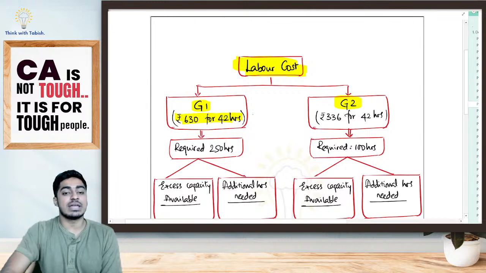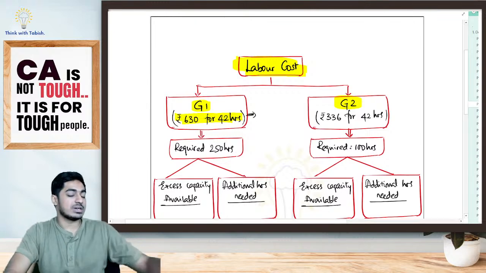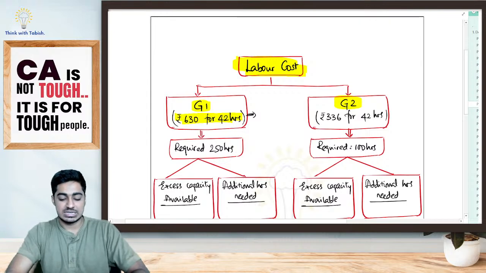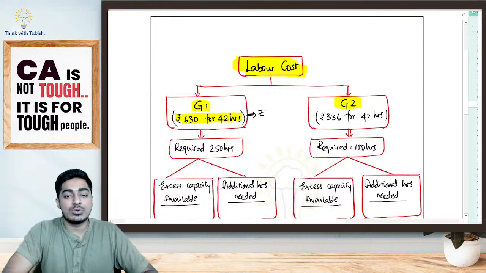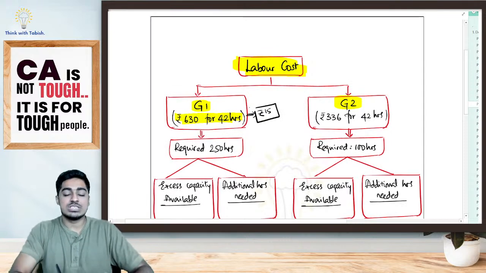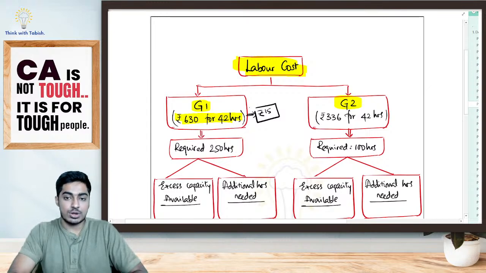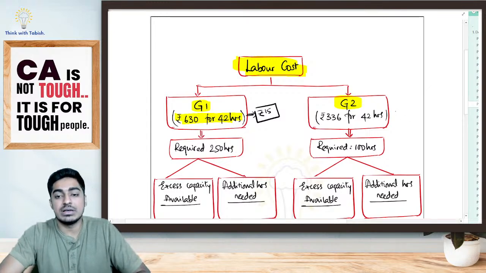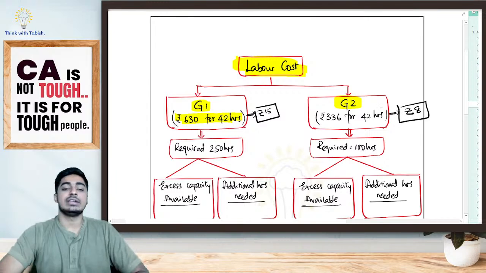That means per hour, how much are we paying, students? 630 divided by 42, we are paying them 15 rupees per hour. Is it clear? Grade 2 employees, we are paying them 336 for 42 hours. That means per hour, how much are we paying, students? Per hour we are paying 8 rupees.